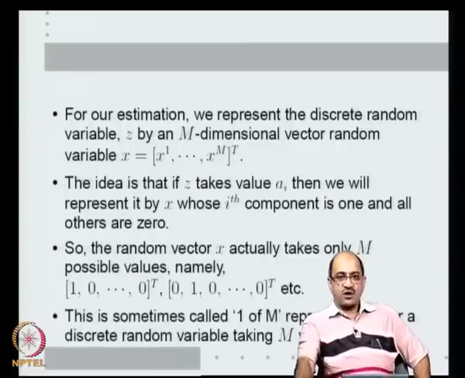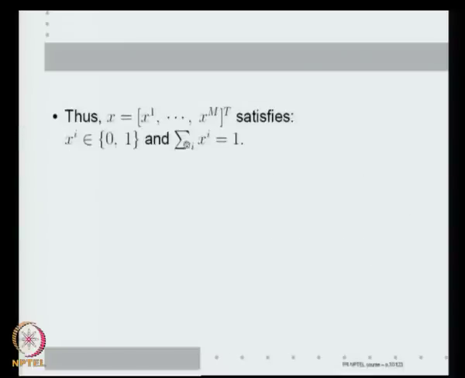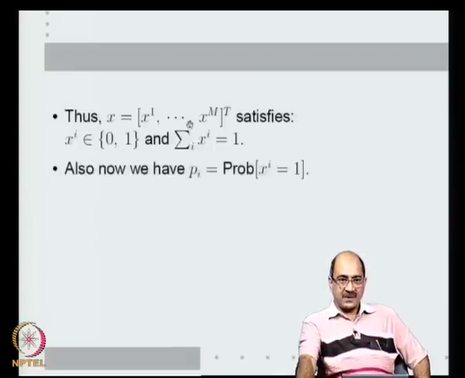Okay. It is often called the 1-of-m representation for a discrete random variable taking m values. So, there are a few things about this representation. Now, we are thinking of a random variable as an m-component vector, and this representation satisfies the following. Each value of z is a value of x. So, x is an m vector, but the m vector satisfies that each component is either 0 or 1, and the sum of the components is 1. So, these two together tell you that exactly one component is 1 and all others are 0. Okay. So, this is what our representation satisfies.